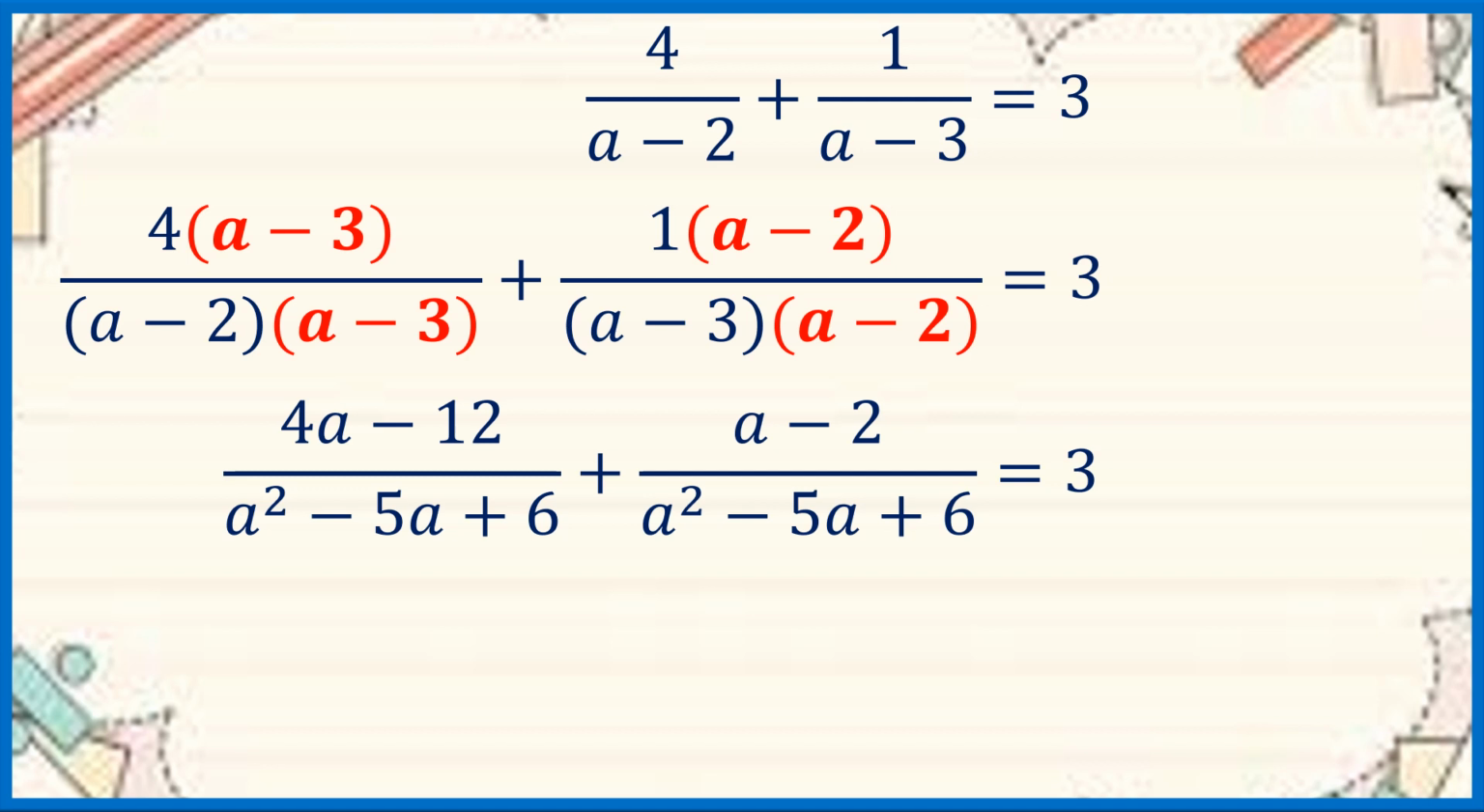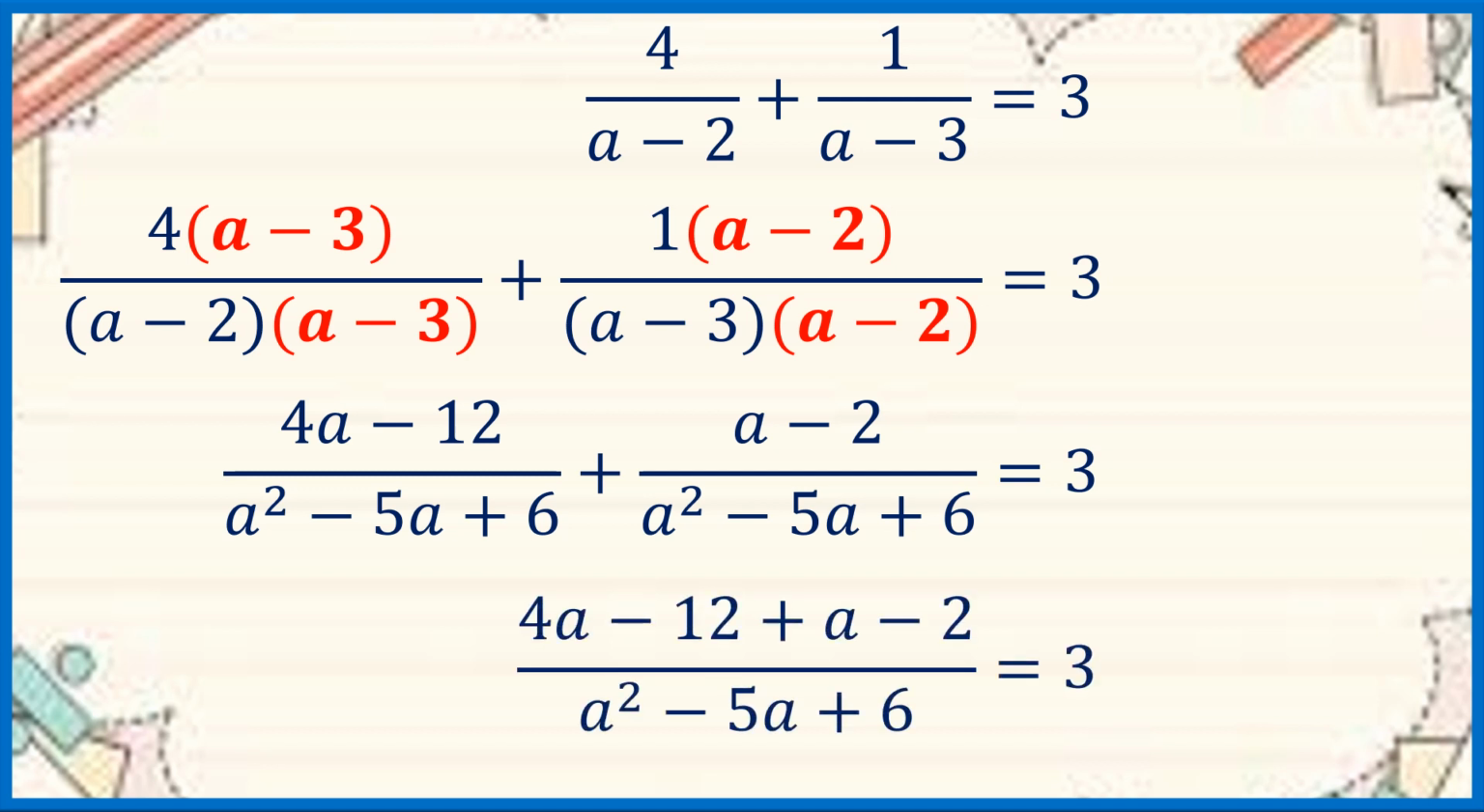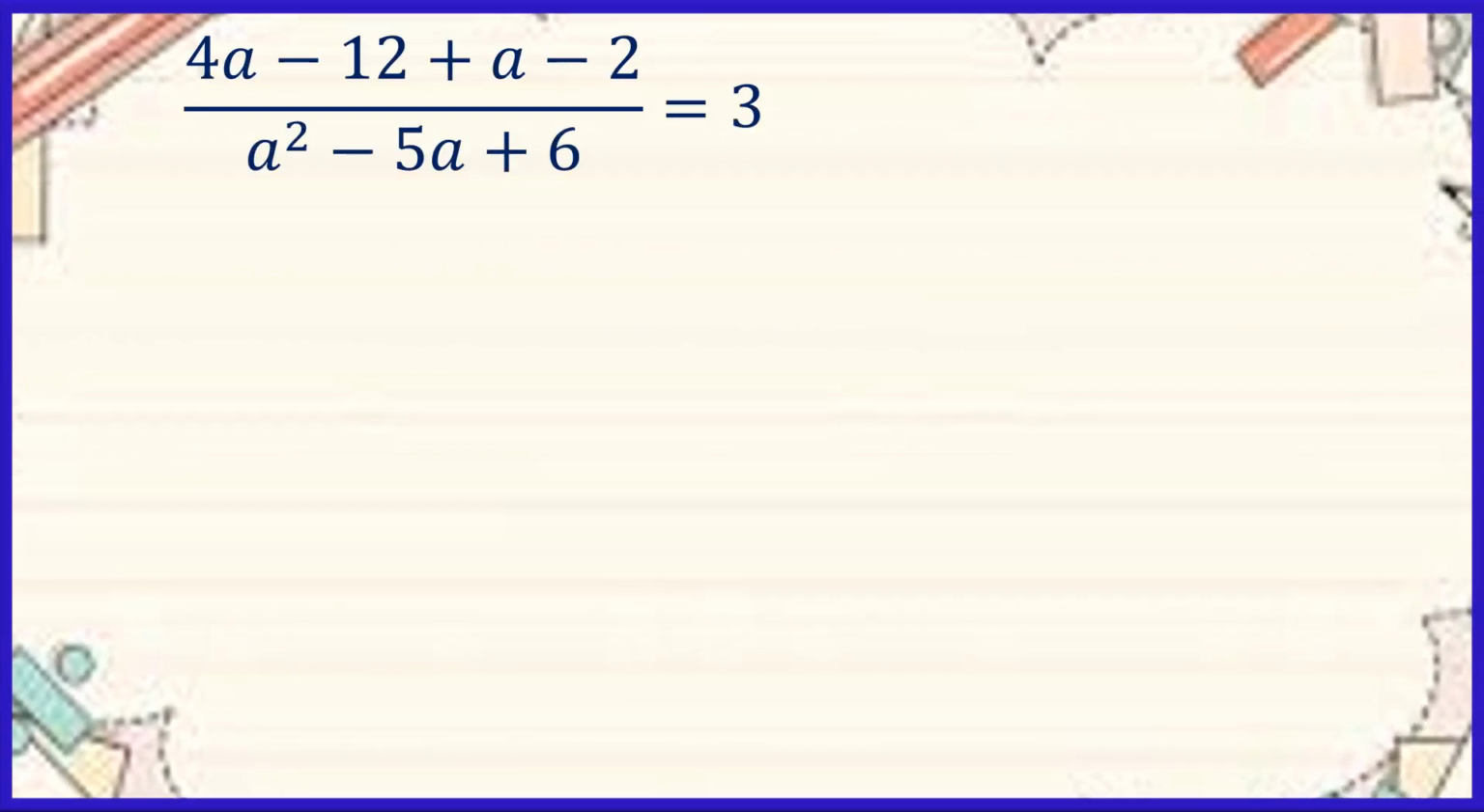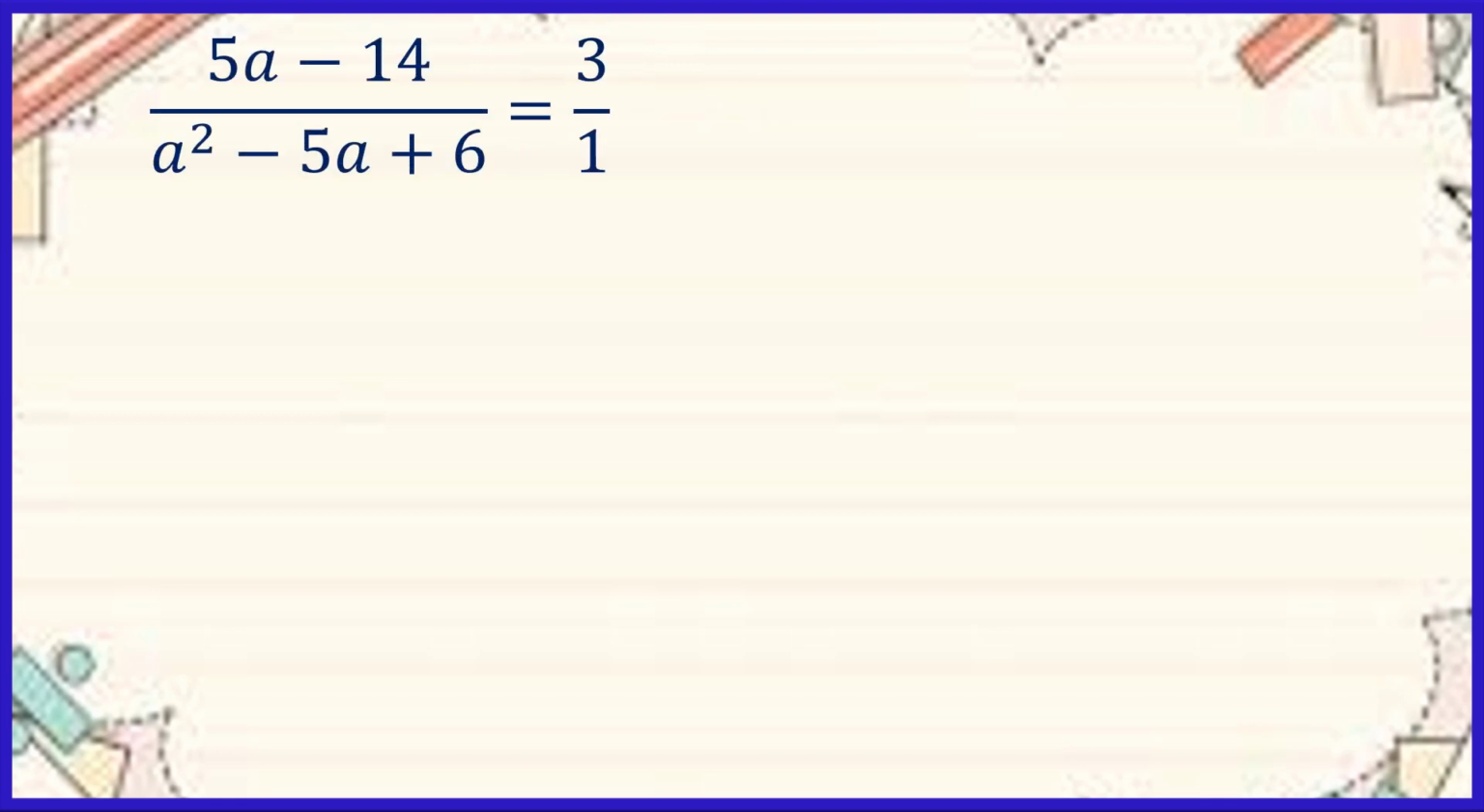On the other hand, we get (a minus 2) over (a squared minus 5a plus 6) is equal to 3. Then since they have the same denominator already, we can combine the numerators. So we get (4a minus 12 plus a minus 2) over (a squared minus 5a plus 6) is equal to 3. From this, we are going to combine like terms, 4a plus a and then negative 12 minus 2, we get in the numerator 5a minus 14.